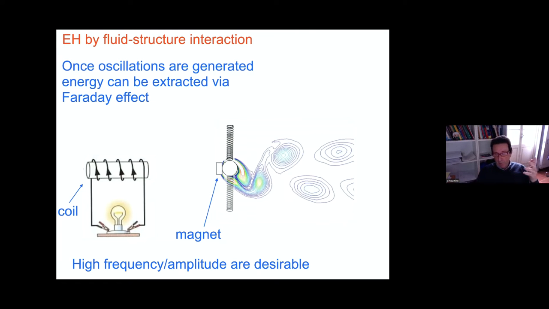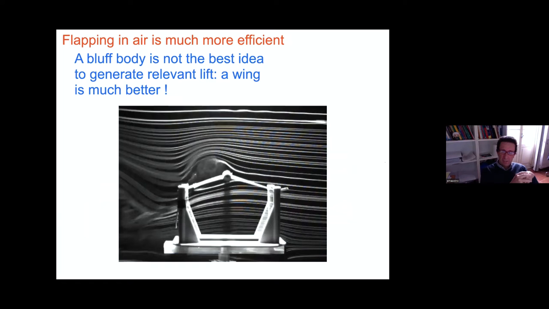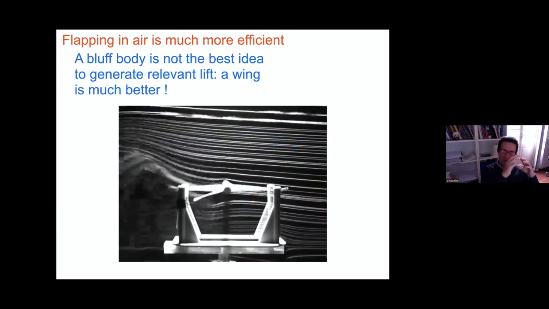Another idea is to replace the cylinder with a wing. It is well known that the airplane receives the lift thanks to the particular form of the wing. They do not have a cylinder instead of wings, for obvious reasons. And if you do that, you can consider a system like that. Let me animate this.